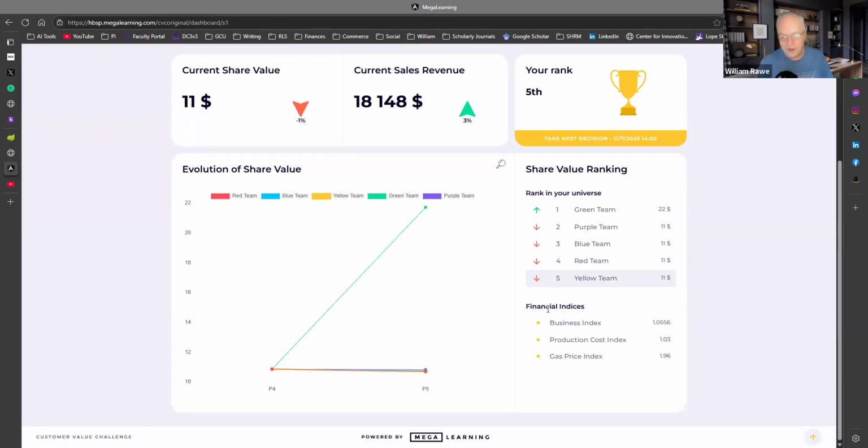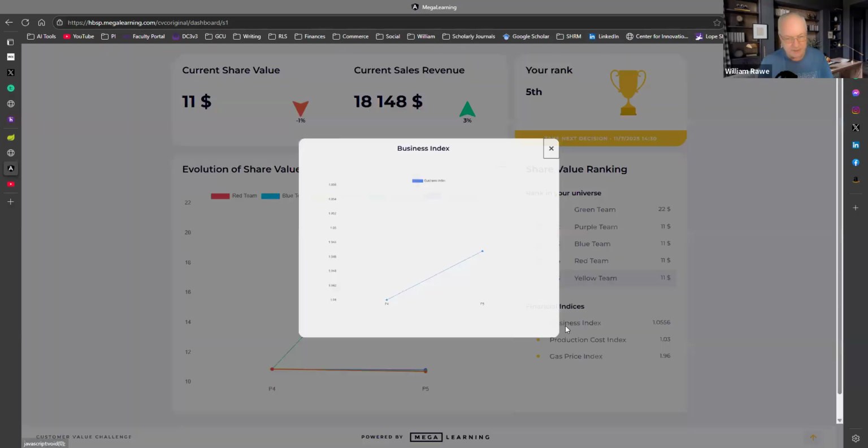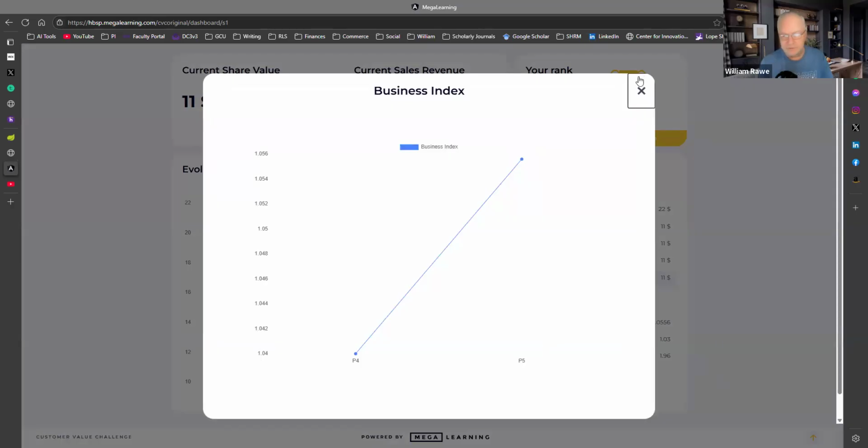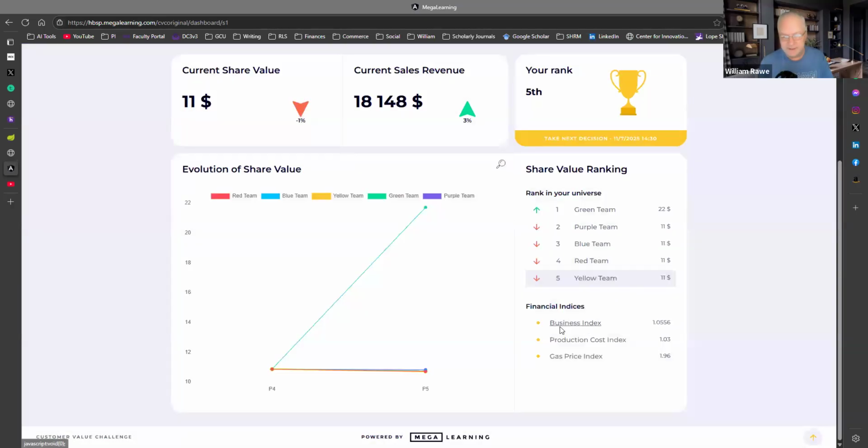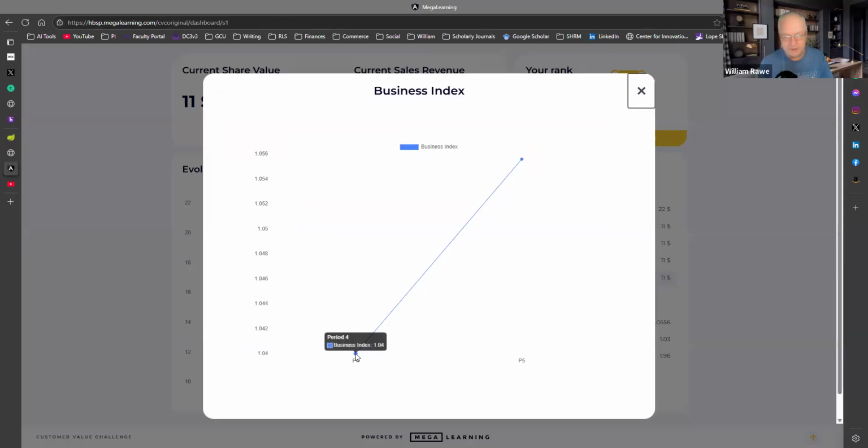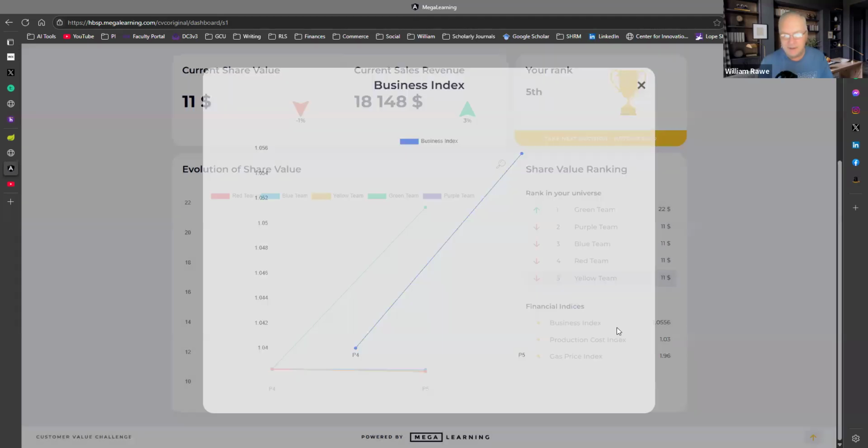Now, on the lower right, you see these financial indices. We have the business index. The business index is the state of the economy. And in this graph, when I click on the business index, it opens up a graph and it shows me that between period 4 and period 5, the economy is slightly stronger. As we go through many simulations, you'll see the line change for each period.